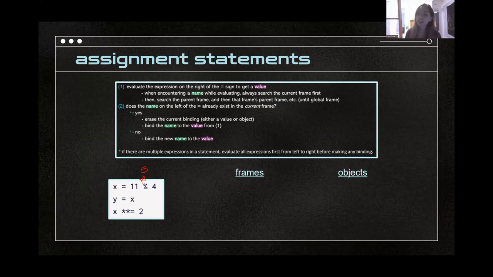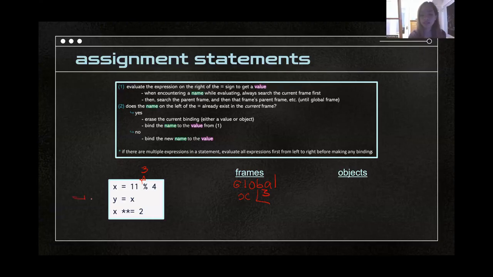Now, in environment diagrams, you'll have two columns, a column that keeps track of all your frames and another column which keeps track of all your objects. With environment diagrams, you'll always begin with the global frame. We'll explore the significance of this in discussion 2, but all you need to know for now is that we always begin with the global frame. Because the name x doesn't exist in the current frame, we can bind the new name to the value. In other words, we bind x to the value 3.